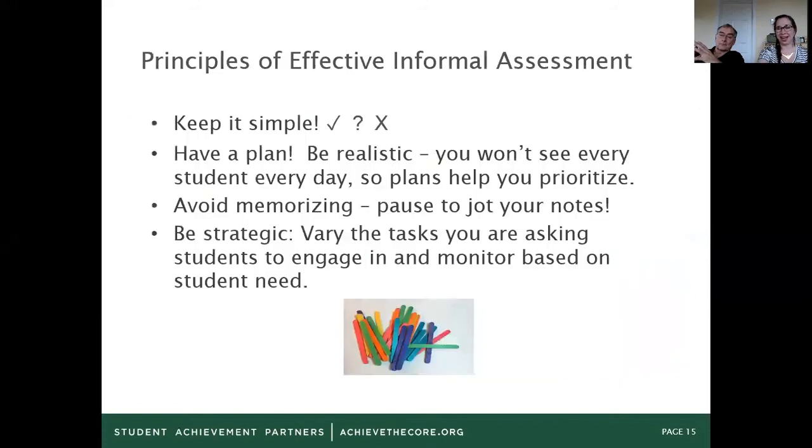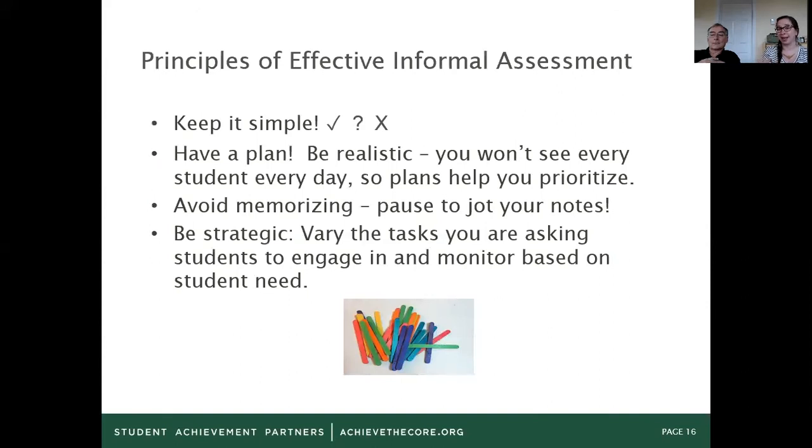Just a few rules of thumb here, or principles for effective informal assessment. You want to keep it as simple as possible. This is not intensive note-taking, something that you can do very easily while you're juggling the other balls that are in the air while teaching. We suggest a check, a question mark, or an X, some sort of quick code.